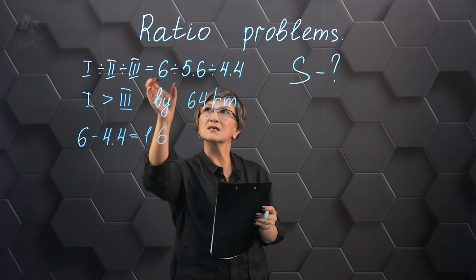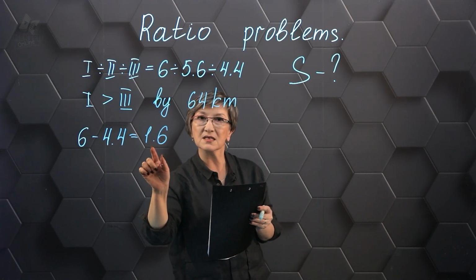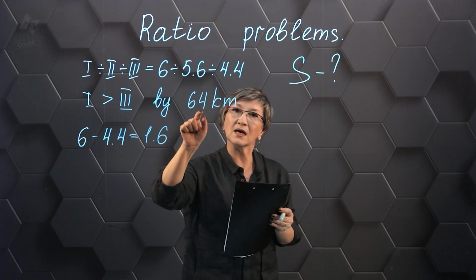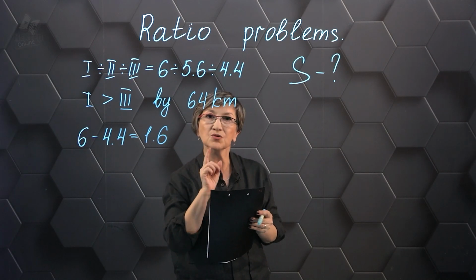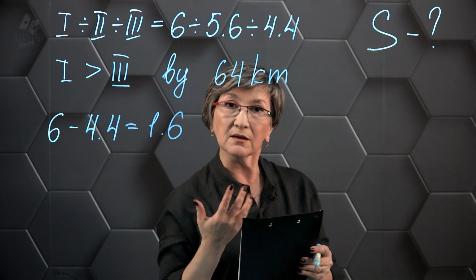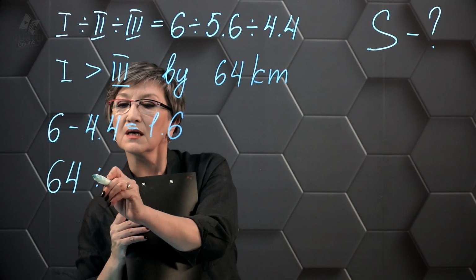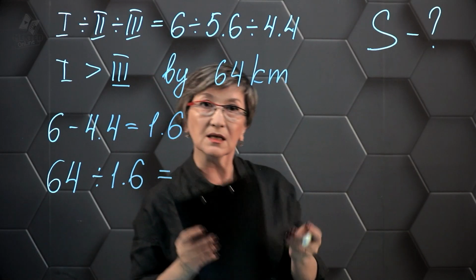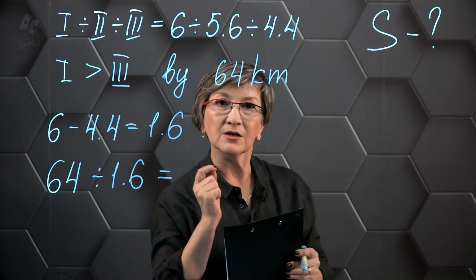If the difference between the distance on the first day and the third day is 1.6 tenths, and 1.6 tenths is 64 kilometers, I can find what one part equals. To do this, we need to divide 64 kilometers by 1.6 tenths. And then we can find out what one part equals.